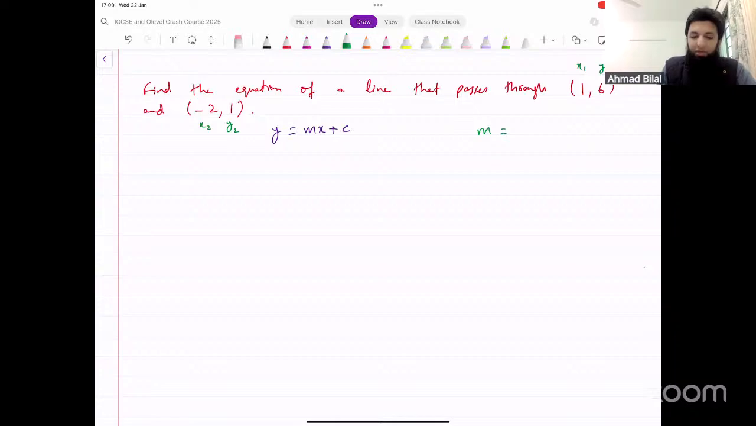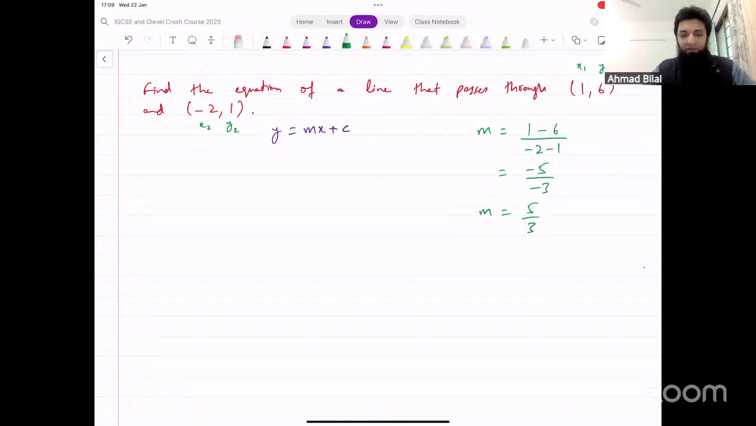What's the gradient going to be? y2 minus y1, so that's 1 minus 6 divided by x2 minus x1, so that's -2 minus 1. And that becomes -5 divided by -3, and the gradient turns out to be 5 over 3. That's the gradient that we were looking for. Now we have the gradient of the line, so the line becomes y equals 5 over 3 times x plus c. So we put the gradient in the equation of that line. So we found the value of m. Now, what about c?